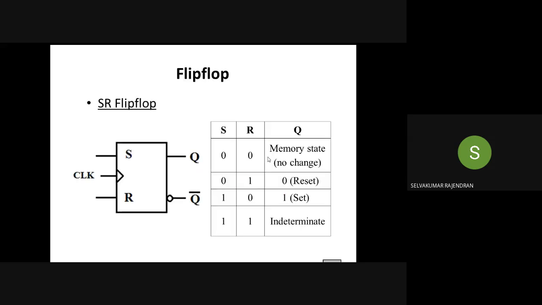Then you can recall the things. So the logic table and logic diagram used for SR flip-flop. SR flip-flop has two inputs S and R with clock signal and two outputs Q and Q bar, complement outputs. Then this is the logic diagram. So logic table: when you are applying 0, 0, then output goes to memory state. When you are applying 0, 1, it goes to reset state. When you are applying 1, 0, it goes to set state. When you are applying both 1, 1, it goes to indeterminate state, that is invalid state.